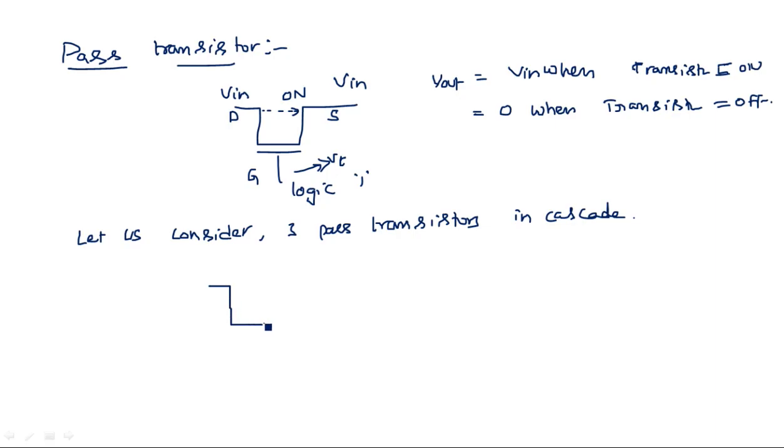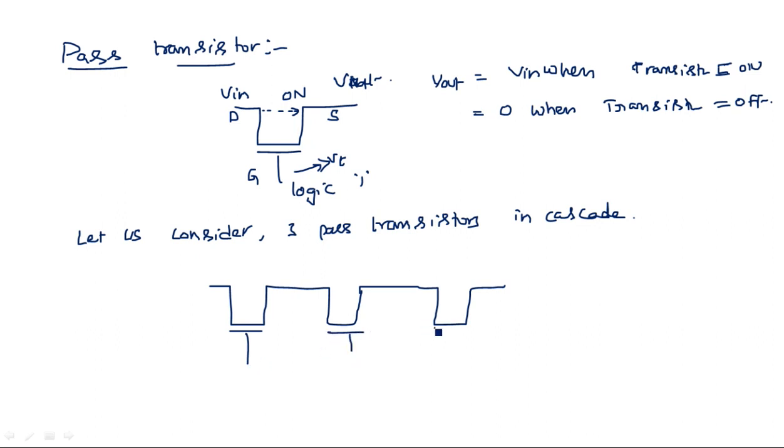So let us consider three pass transistors in cascade. And one more point is here: assume that when input is equal to logic 1, the output equals the input. But when input is equal to logic 0, the output voltage Vout is not equal to the input voltage, because the entire input voltage will be stopped here only. There is no channel as well. That's why there is no output voltage.